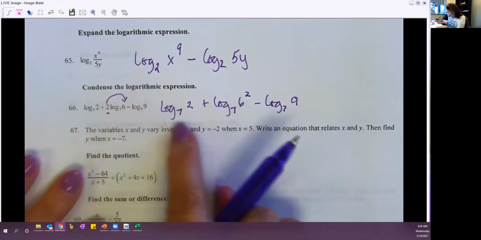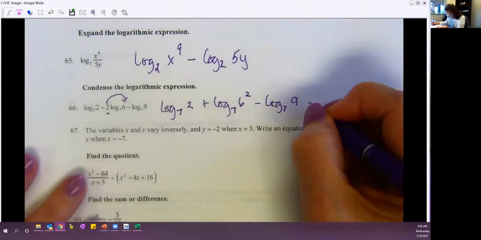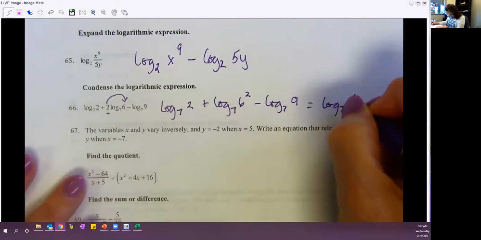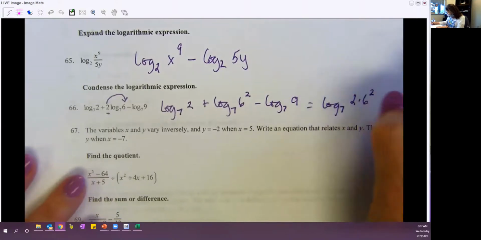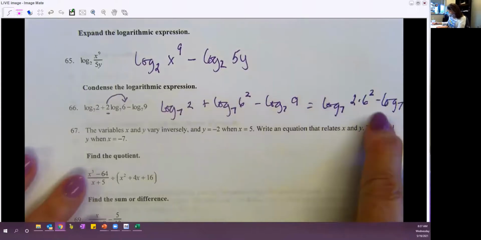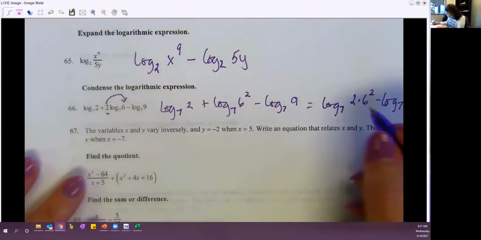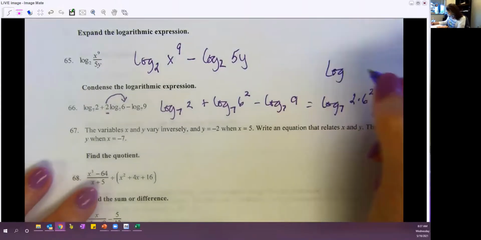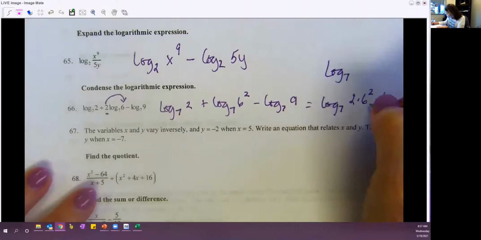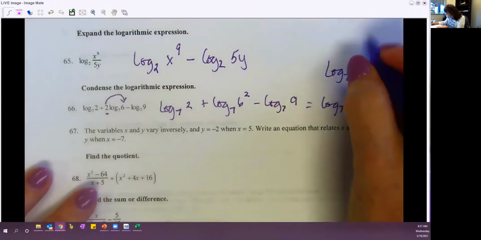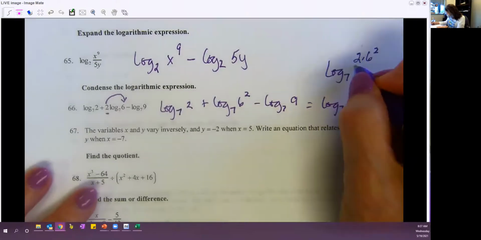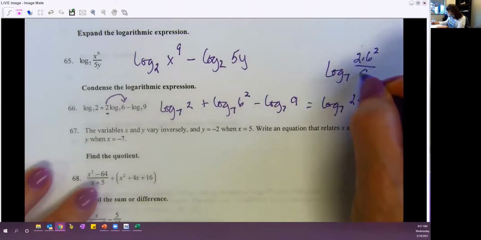So addition goes with multiplication. So that becomes the log base 7 of 2 times 6 squared minus the log base 7 of 9. And then subtraction is division. So your final answer, I'll write up here, log base 7. And you can leave these like this. I'm going to leave them so you know what happens. 36 times 2 is 72 over 9.